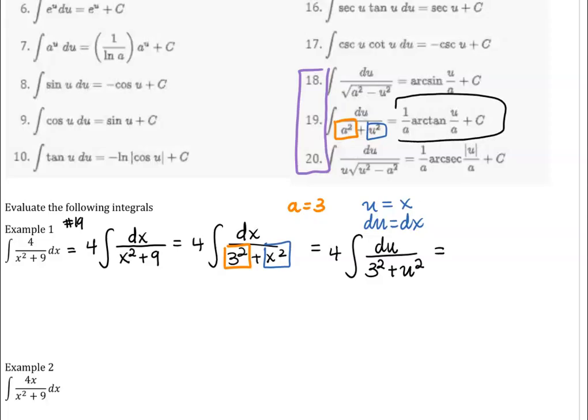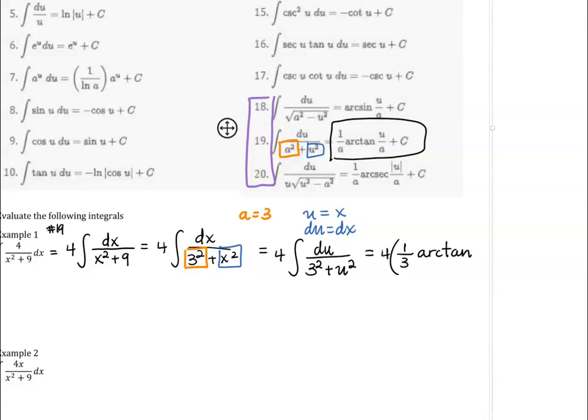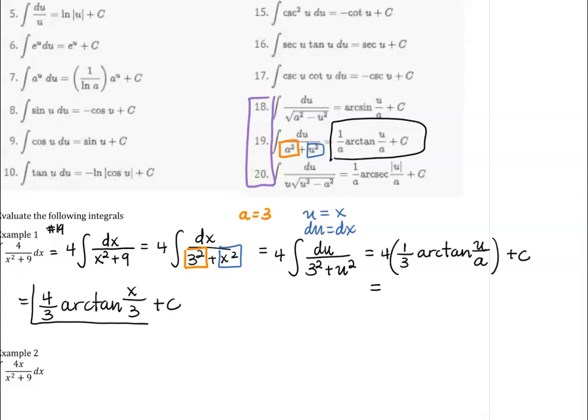So now I'm actually using this rule here to get that I have 4 times 1 over a, which would be 1 over 3, arctan, which is tan inverse, of u over a, plus c. So my final answer, I'm getting 4/3 arctangent, or tan inverse, of x over 3 plus c for that antiderivative.